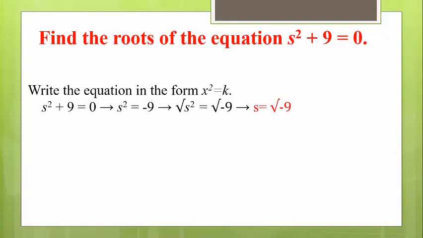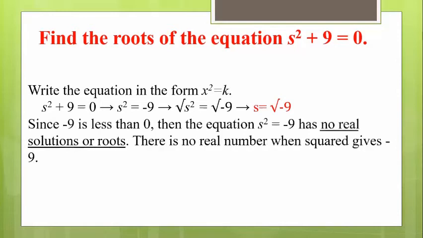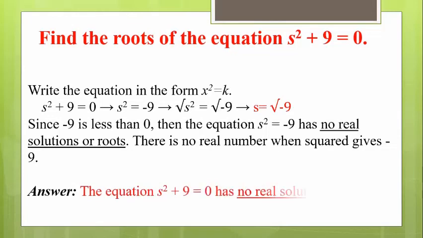Remember that if k is less than 0 or negative, then it has no real solutions. Since negative 9 is less than 0, then the equation s squared equals negative 9 has no real solutions or roots. There is no real number that when squared gives a product of negative 9. Thus, the equation s squared plus 9 equals 0 has no real solutions or roots.